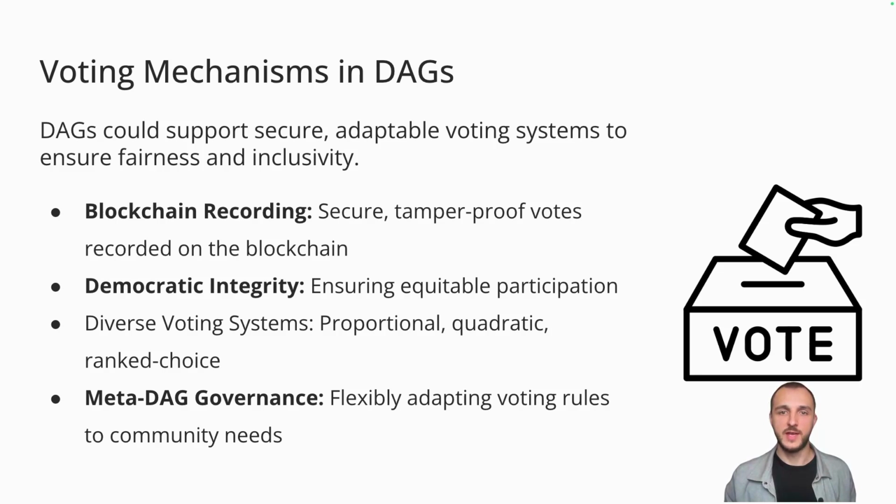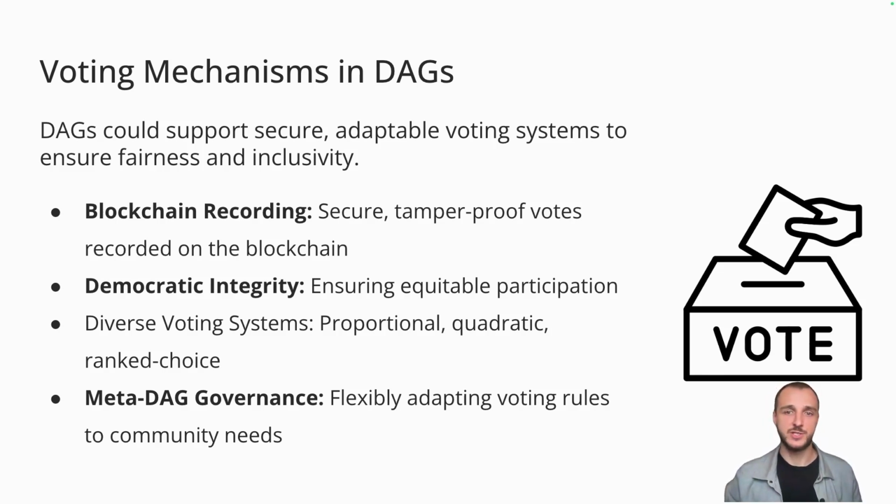Voting is at the heart of any democratic system, and in the DAG, it's vastly superior to traditional ballots or polls. One of the key reasons for this is security. Every vote is securely recorded on the blockchain, making tampering, fraud, or manipulation virtually impossible. Unlike traditional systems that can be susceptible to miscounts or ballot stuffing, blockchain voting in a DAG is tamper-proof, fully transparent, and verifiable by anyone in the community.